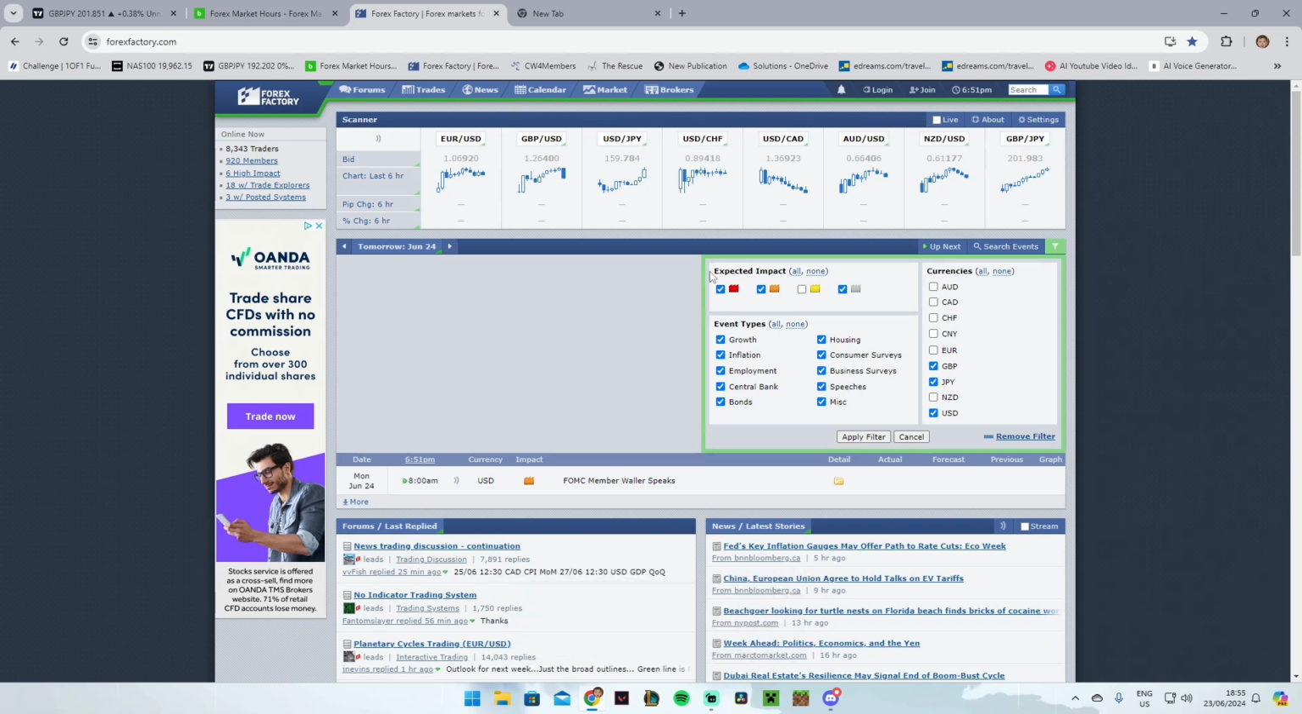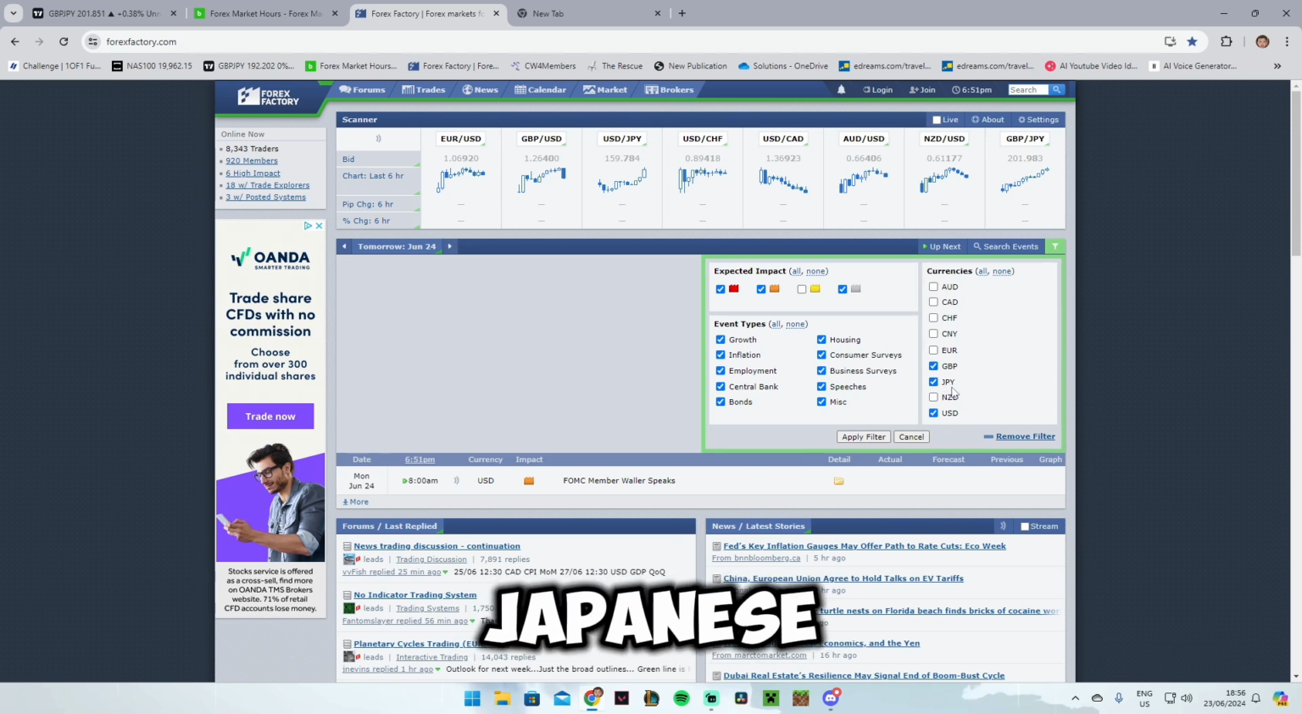High impact, you really need to know about that one. And this is just if there are any bank holidays, the gray ones. Over here, just filter the pairs you're working with. Me, Great British Pound, Japanese Yen, USD, and the Euro, why not?